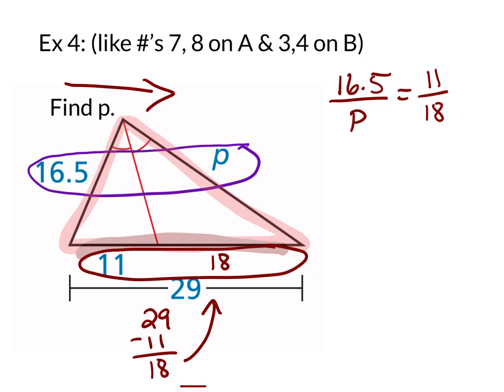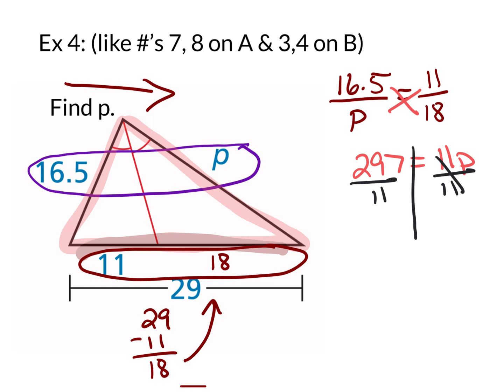Now we got it set up, and we just cross multiply. Gabby, what do you get for 18 times 16.5? 297 equals 11p. We solve for the p, so we're going to divide by 11. 27? 27. And it didn't ask for a side, it just asked for p, so I'm just going to leave it. p equals 27. And that's it.